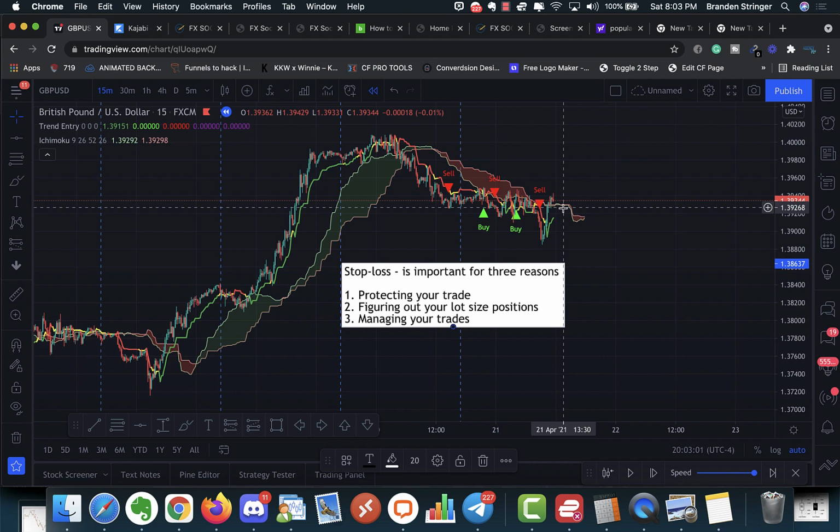Now, another thing is that you can sleep at night knowing that the most you're going to lose is 1, 2, or 3% when you go to sleep. No one wants to sit there and watch a trade.